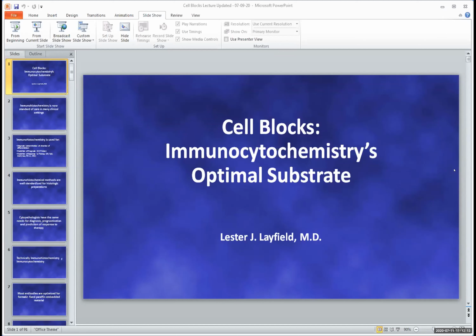I'm going to talk most specifically about immunohistochemistry and my belief that cell blocks are actually the optimal substrate for the majority of work we do with immunohistochemistry, and also for techniques like fluorescence in situ hybridization. And as we'll see, to a certain extent, I think cell blocks are actually a great material to keep substances available for things like next generation sequencing.